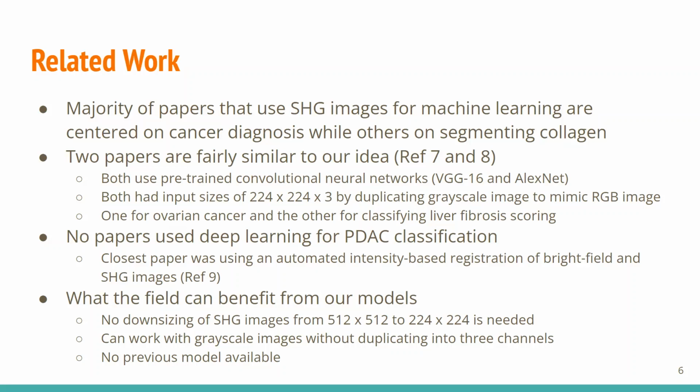What we think the field could benefit from our models is this: typically SHG images are captured at 512 by 512 pixels, and with the inputs to those models, they needed to downsize to 224 by 224, which loses some resolution. We don't actually require downsizing in our model, which we'll talk about in a bit. Ours can also work with grayscale images, so you don't have to duplicate into 3 channels to mimic RGB. And then, like I said before, there's no previous model available for PDAC classification using deep learning.